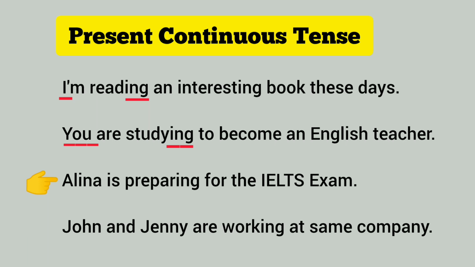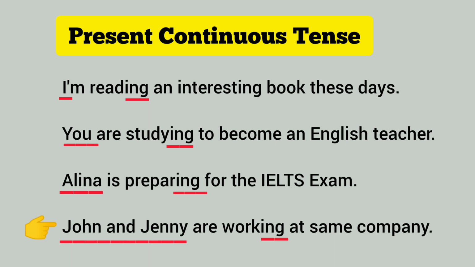Next, Alina is preparing for the IELTS exam. Alina is the subject and the subject pronoun is she. And with she, we are going to use the be verb is. Alina is preparing because she is still preparing for the future exam. The last one: John and Jenny are working at the same company. The subject here is John and Jenny, and the subject pronoun for John and Jenny is they. So we are using are. John and Jenny are working.